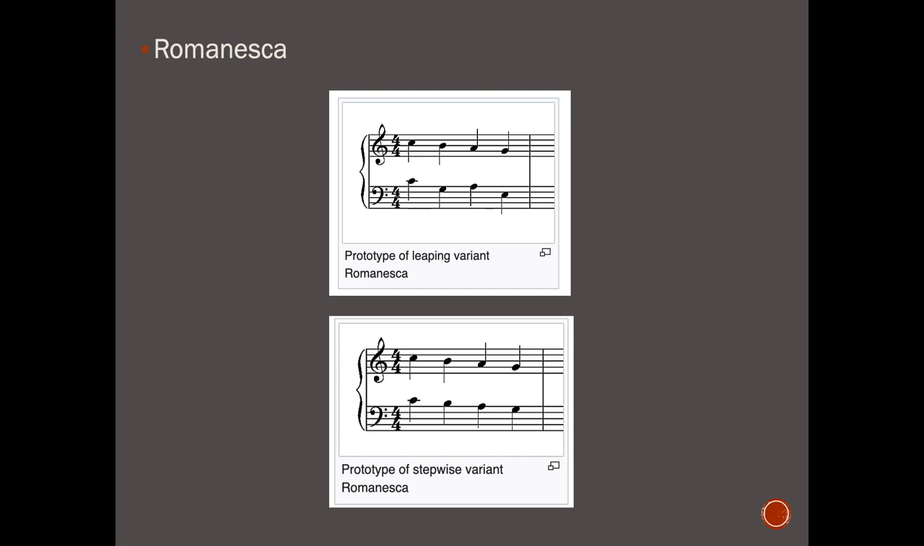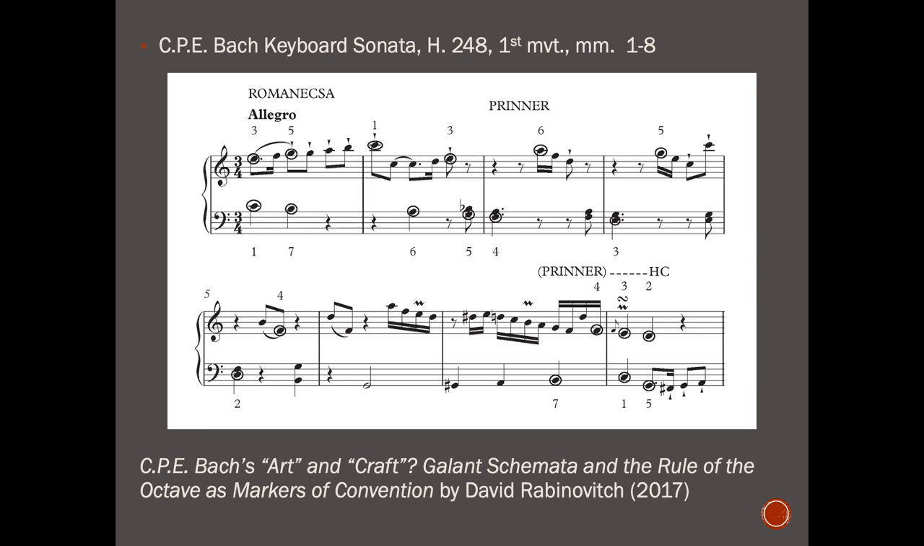H248, the first movement, the first eight measures. This is Rabinovich's analysis using these schemata. Now, these numbers here are not part of figured bass analysis or anything like that. They're scale degrees. And so what he's doing is pointing out, as you saw in the examples, where these scale degrees exist.